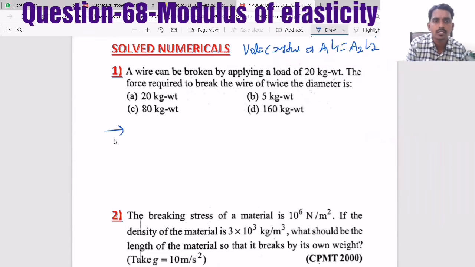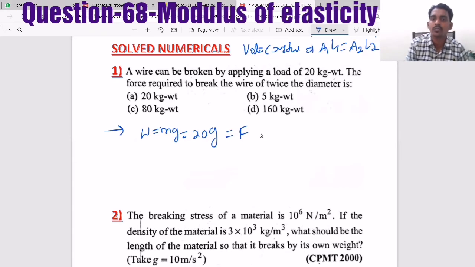Now, the very first question: a wire can be broken by applying a load of 20 kg weight. The force required to break a wire of twice the diameter is? So a wire can be broken by applying a load of 20 kg weight. So what is the weight, mg? 20 kg means 20 into g. This is the force applied. Now the force required to break the wire of twice the diameter. Breaking stress is nothing but force by area. Now force by area means here mg.